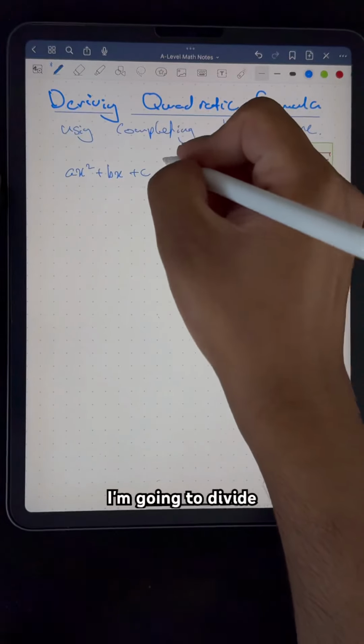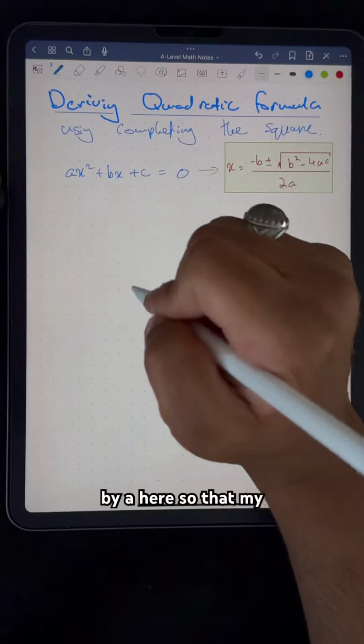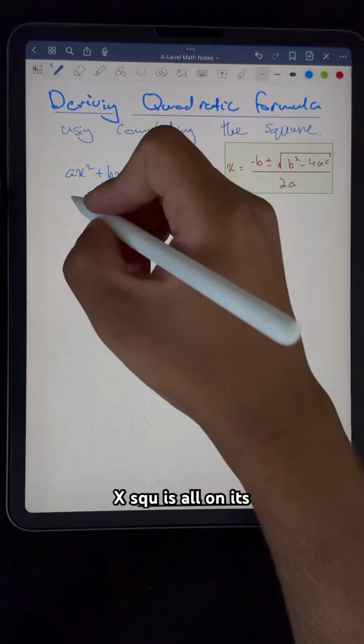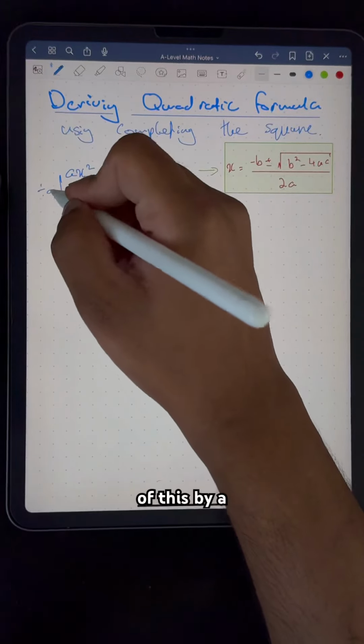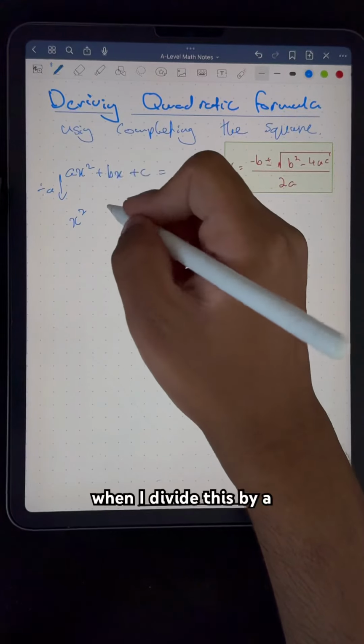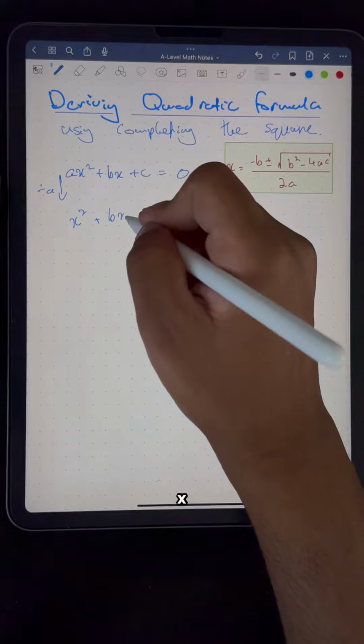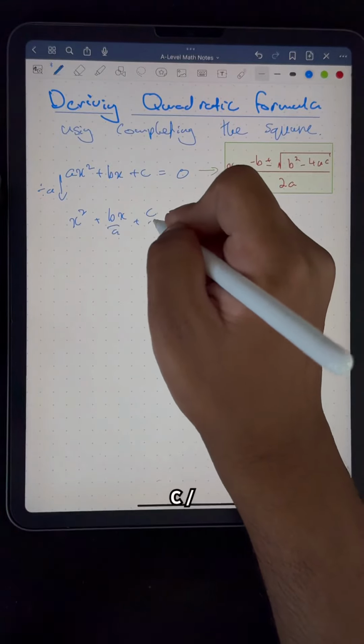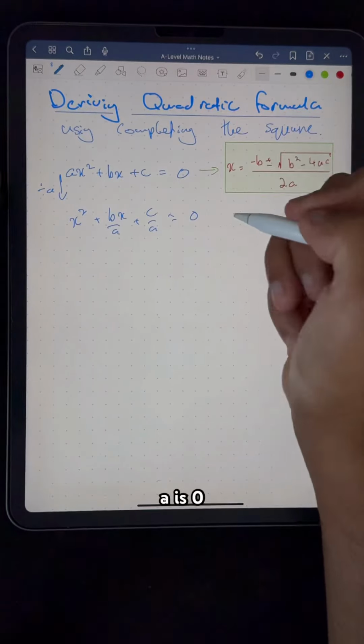Now, I'm going to divide everything by a so that my x squared is all on its own. So when I divide all of this by a, that's going to leave me with x squared. When I divide this by a, that's going to be bx over a, and that is going to be c over a. 0 divided by a is 0.